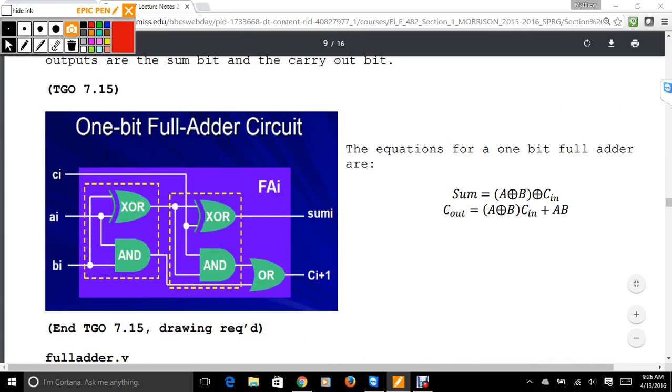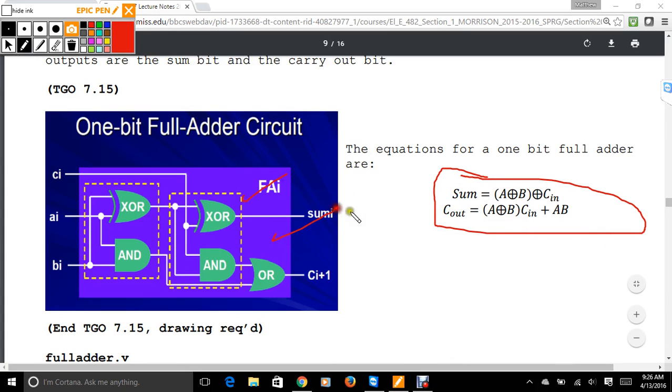So 1 adder circuit, it's important. 1-bit full adder, include to actually draw the circuit out and the equation. So you've got 2 XOR gates because the sum is A XOR B XOR C in, and then C out is (A XOR B) AND C in, OR AB. So you got the AB here, and they go there. So that ties into that.